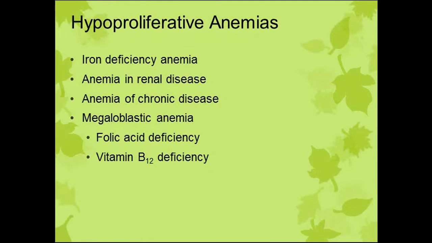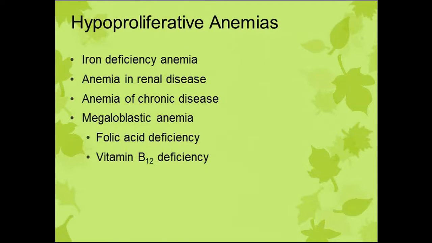Okay, so hypoproliferative anemias. Think about what they are: underproduction of red cells. These are some of the hypoproliferative anemias: iron deficiency anemia, anemias of renal disease, anemia of chronic disease, megaloblastic anemia, including folic acid deficiency and vitamin B12 deficiency.